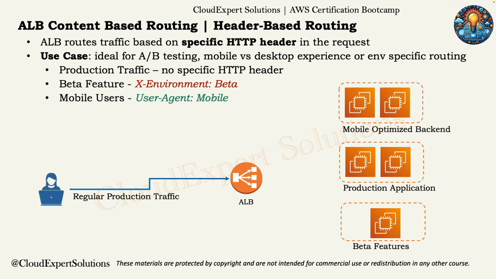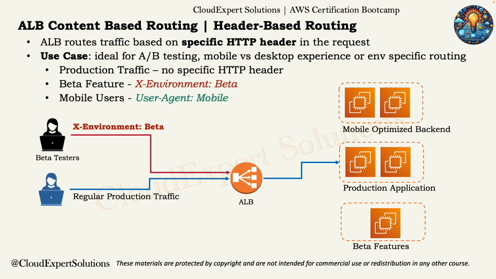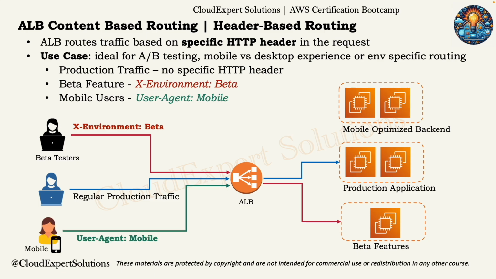Now when the regular production traffic will come, it will have no specific HTTP header. Application load balancer will route the traffic to the production target group. Once you have beta testing workload, that means the beta tester with a specific header as X environment equal to beta, application load balancer will route the beta traffic to the beta feature target group. And on the other hand, if you have mobile users with a specific HTTP header user agent equal to mobile, then application load balancer will be able to route the mobile traffic to mobile optimized backend.